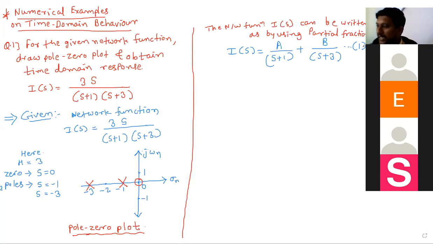Now the next step will take 10 to 15 minutes. So instead of that we can stop today here. In the next lecture we can continue to find out the A and B values. Okay. So we can stop for today. By partial fraction you can try to solve and find out the value of A and B.